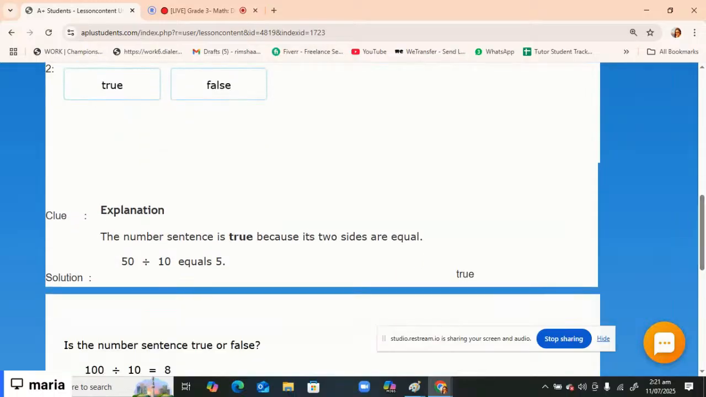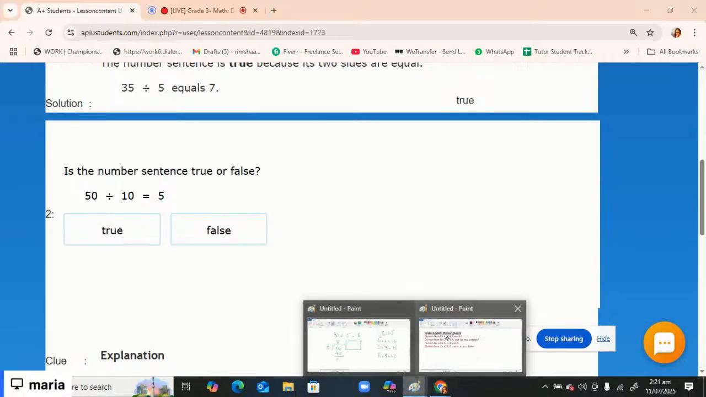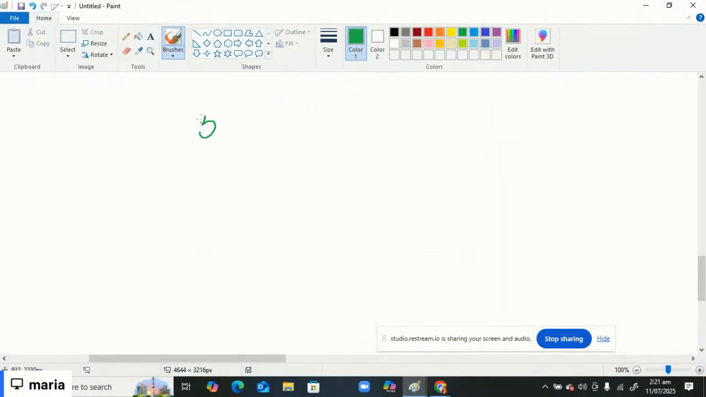50 divided by 10. So the number sentence is true because why? Its two sides are equal. How? Both the sides are given. 50 is divided by 10. Let's see. We are just checking by our surety, okay? If you write your answer this way, then you just put it down if it's right or not.